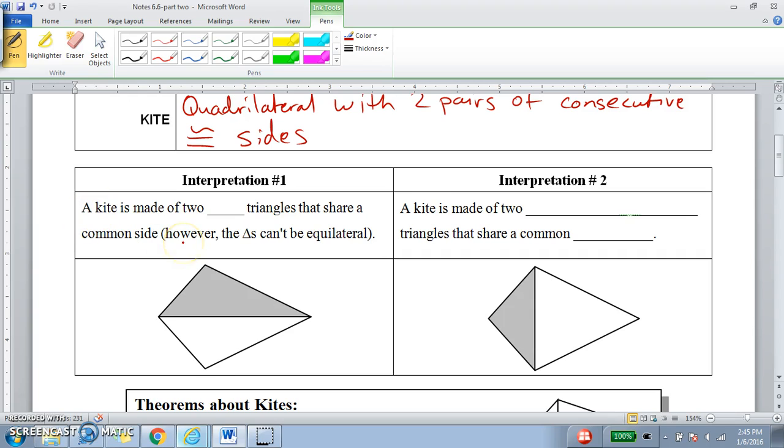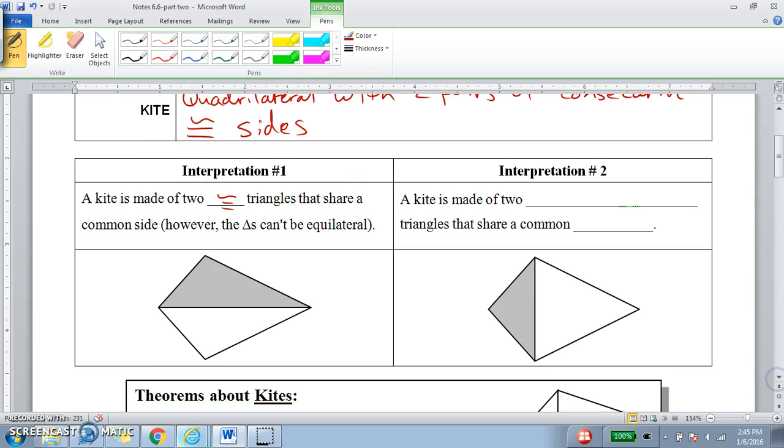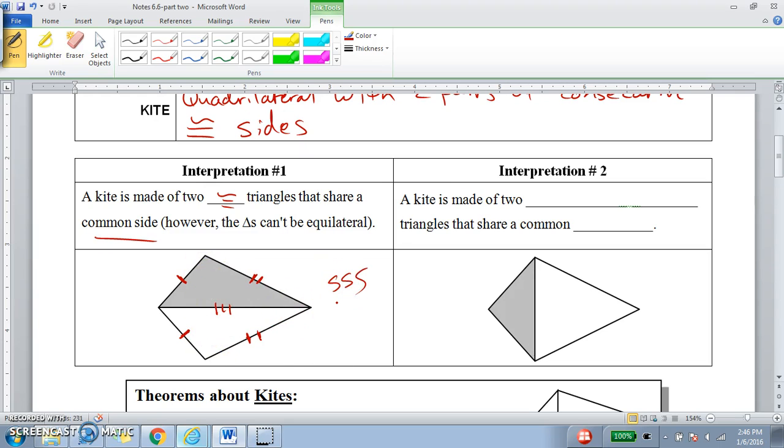So a kite, one way to think about it is that it's made up of two congruent triangles that share a common side. So if we look at these two triangles, the top one that's shaded is congruent to the bottom one that's shaded because this side is congruent to this side, is congruent to this side, and this side in the middle, the common shared side, is congruent to itself. It's a reflexive side like we've talked about. So these two triangles would be congruent to each other by side, side, side.